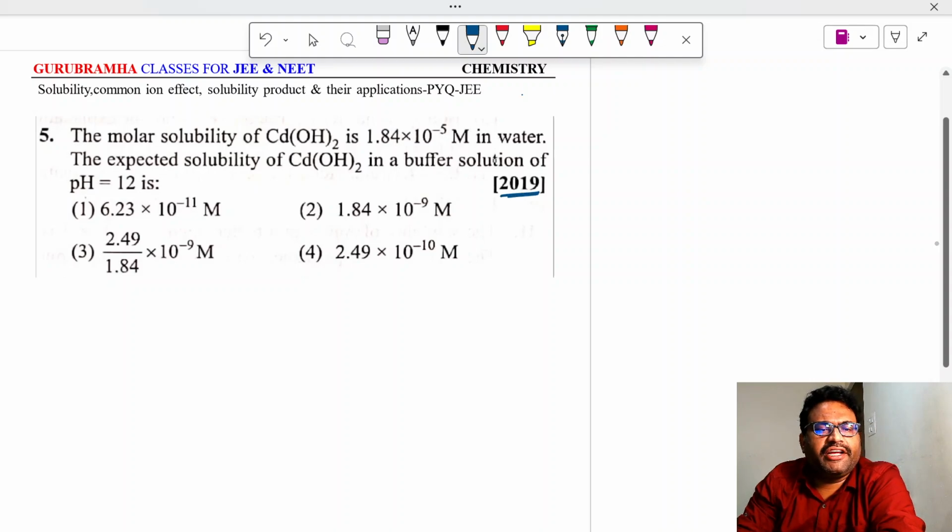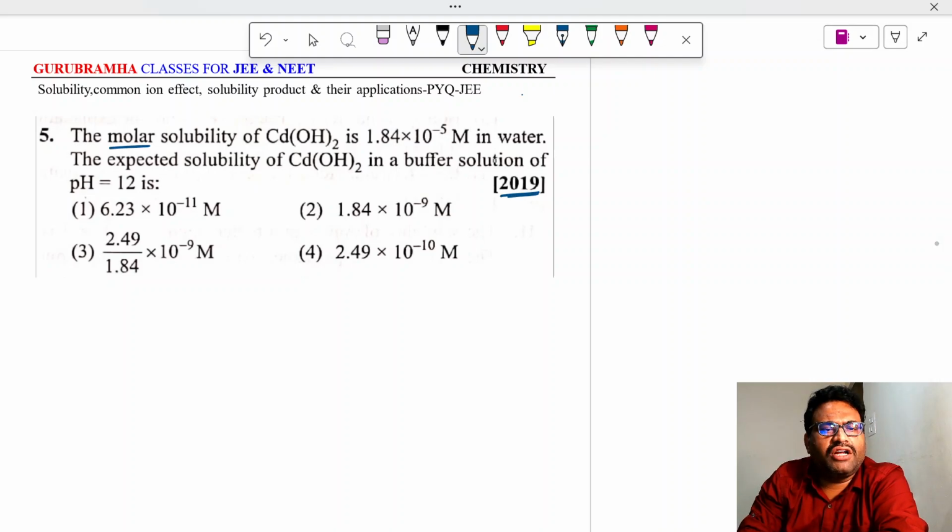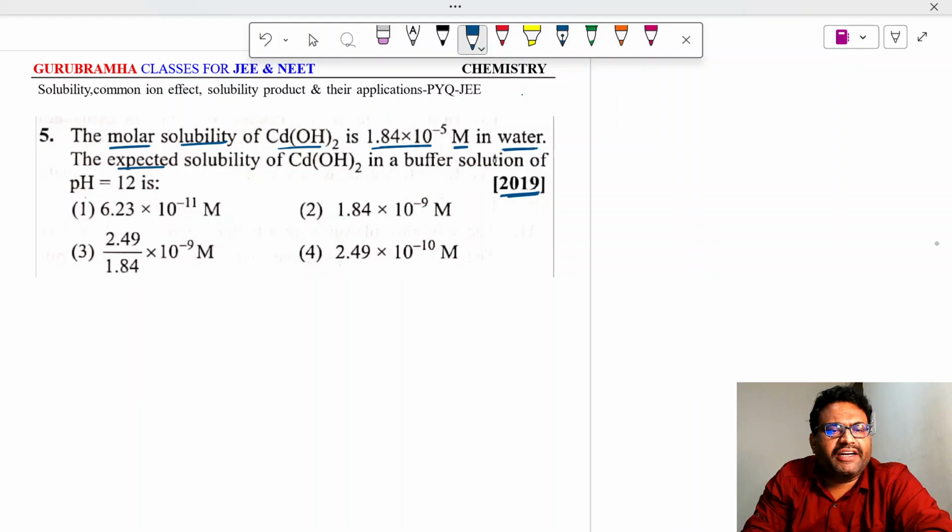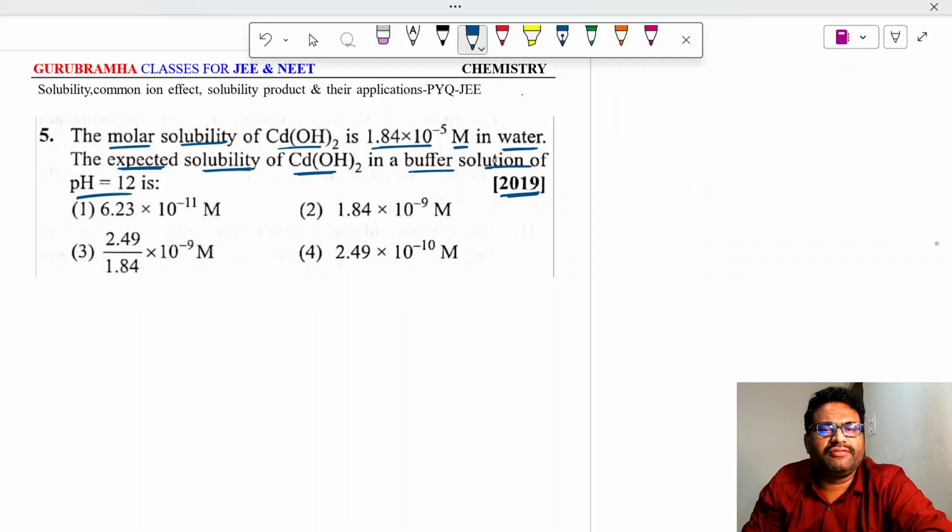Asked in 2019 again. The molar solubility of cadmium hydroxide is 1.84 into 10 power minus 5 molar in pure water. The expected solubility of cadmium hydroxide in a buffer solution of pH equal to 12. So first of all, in water, let us calculate.